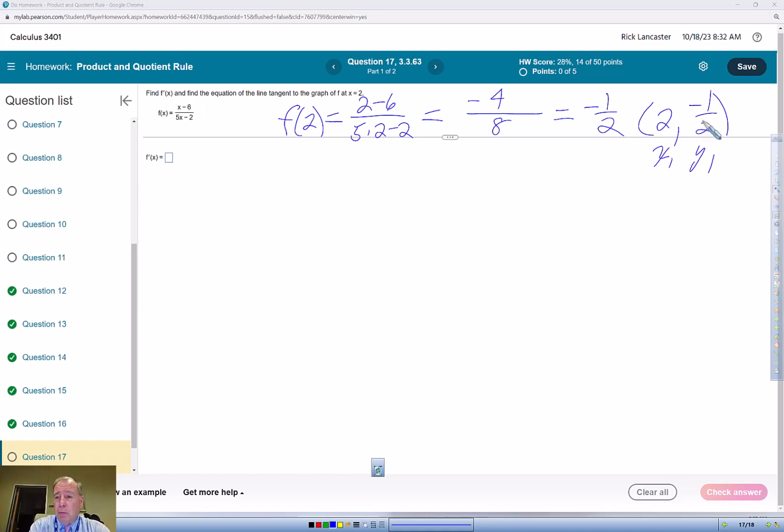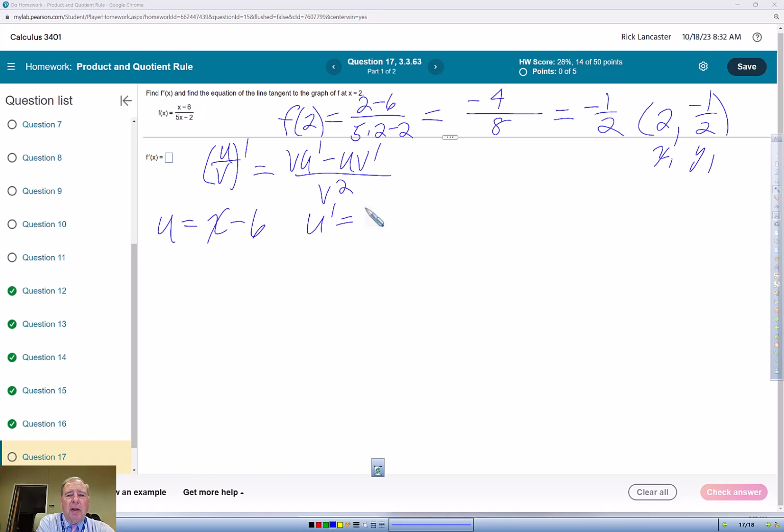Now we need a slope to use the point slope form. I'm going to write out the quotient rule. u over v prime is vu prime minus uv prime, with the derivative on the second letter each time, over v squared. Now I'm going to make my table. u is the numerator function, x minus 6, so u prime is 1. v is the denominator function, 5x minus 2, so v prime is 5. We're now going to find f prime of x using the quotient rule.